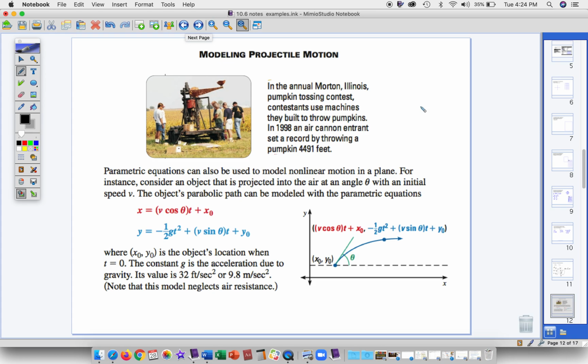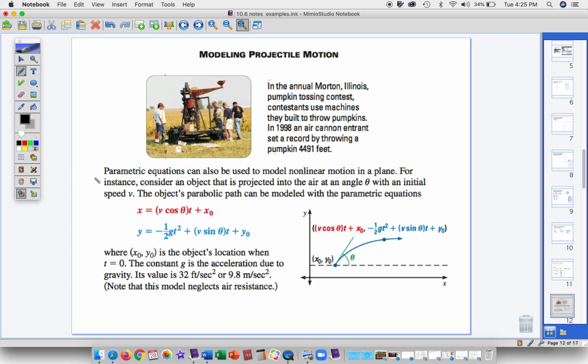Okay, the last part of this section, we're going to go over projectile motion. So there's a pretty interesting little blurb here about pumpkin tossing. It fascinates me that this pumpkin went almost a mile, which poses a couple of questions. Number one, how did they track that pumpkin back in 1998 to know how far it went? And secondly, I hope nobody was injured in the process, because that's a pretty far throw.